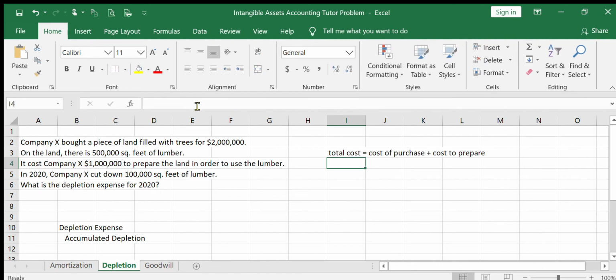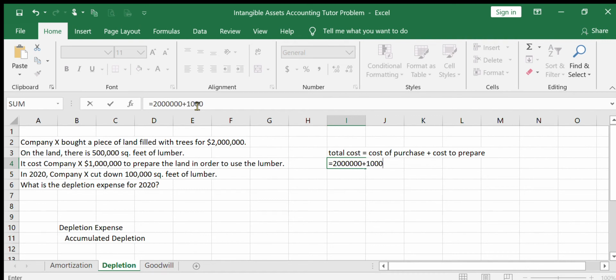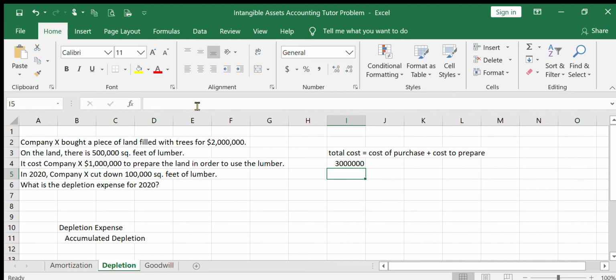All right. So to do that, we just simply have to add 2 million to 1 million, and that will give us $3 million. And once we have that, then we can go on to our next step, which is figuring out our depletion expense for 2020.